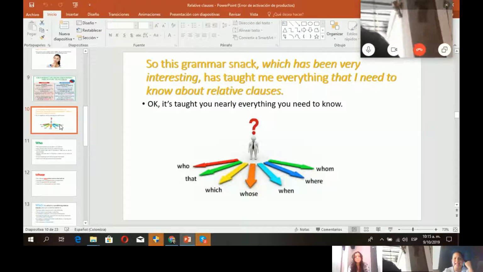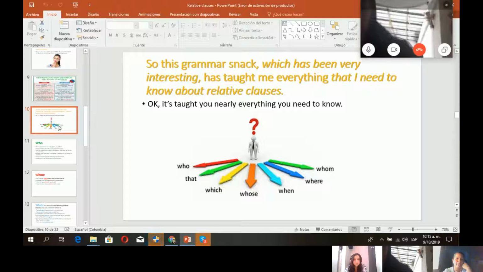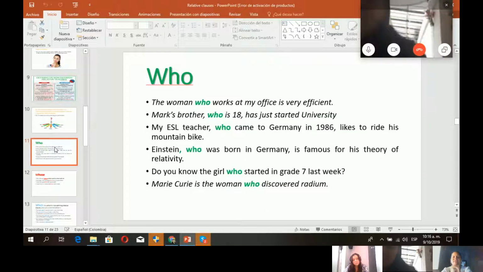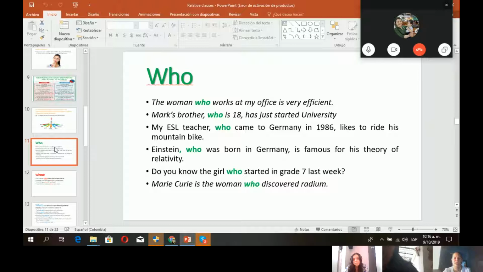So this grammar snack, which has been very interesting, has taught me everything that I need to know about relative clauses. It tells you nearly everything you need to know when you use who, that, which, whose, when, and where. Okay, who? Please, Angie, help me to read the first sentence. The woman who works at my office is very efficient. Okay, really good.